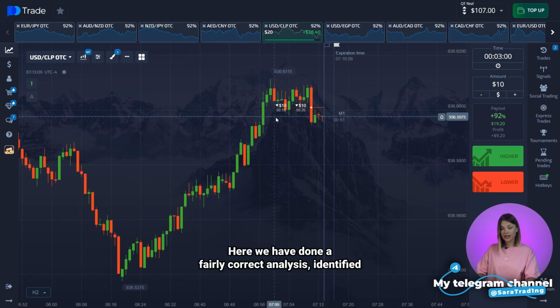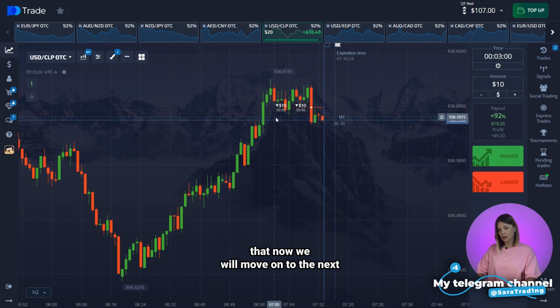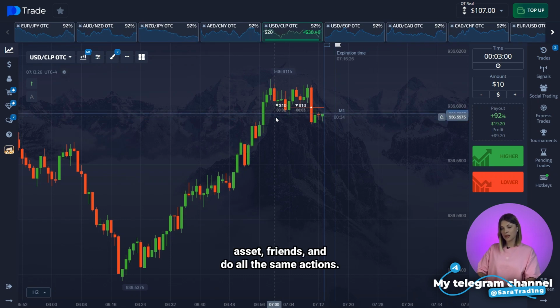Here we have done a fairly correct analysis, identified all the strong levels, identified a turning point on the lower time frame, and opened a sell position, thereby now fixing profits. All our actions turned out to be correct, which means that now we will move on to the next asset, friends, and do all the same actions.